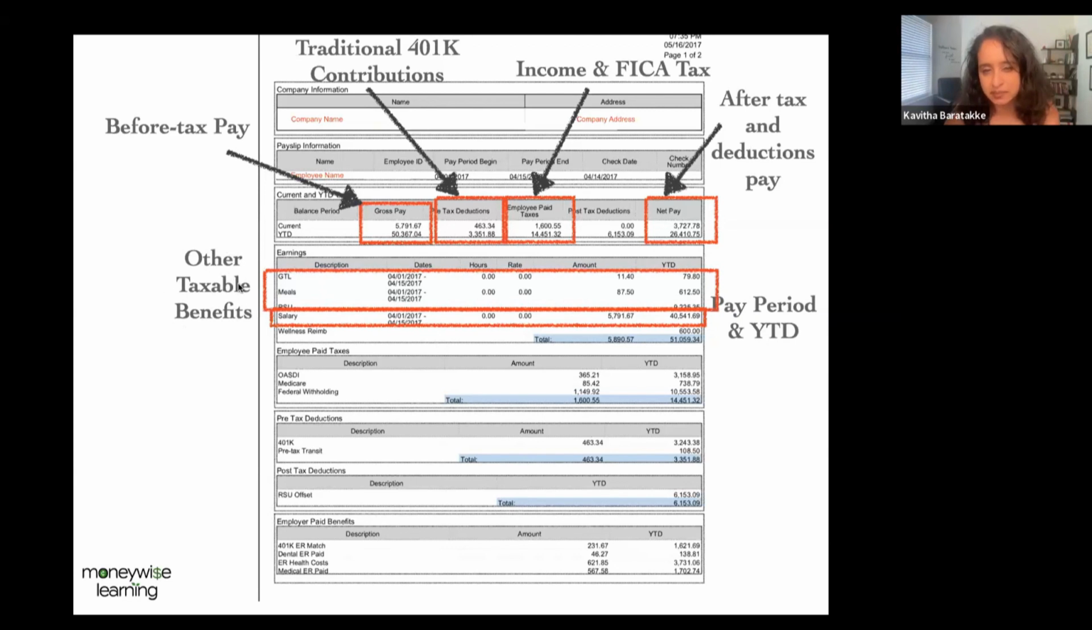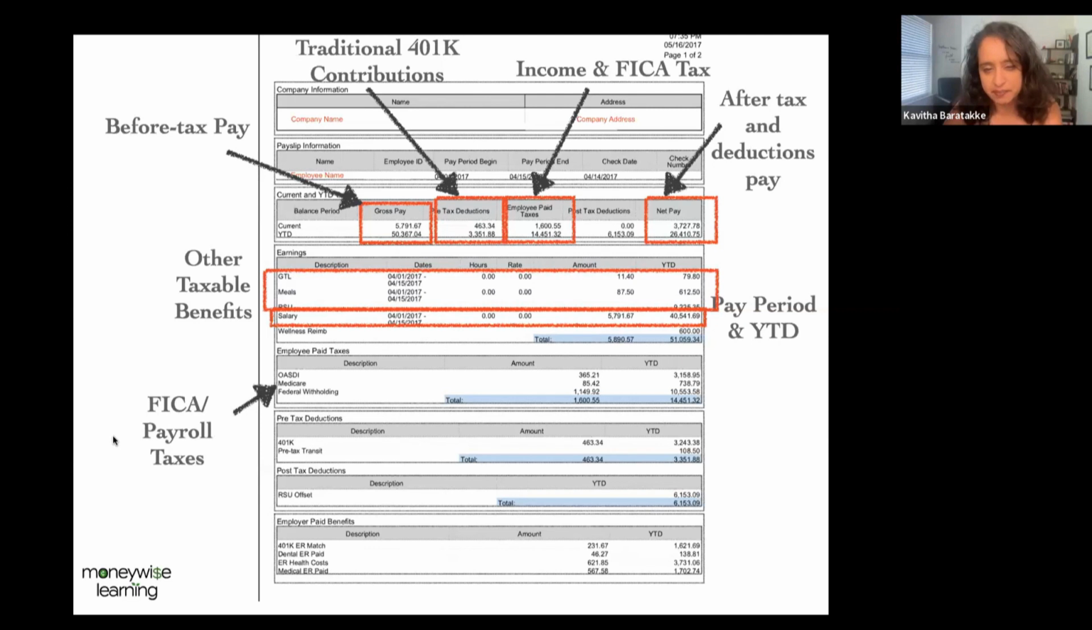These are other taxable benefits. So the employer, let's say, gave you meals at work. They provided some food at work. So they charge for the food at work. I mean, they show it on your benefits, and that money is taxable. This is RSU, again, is taxable.